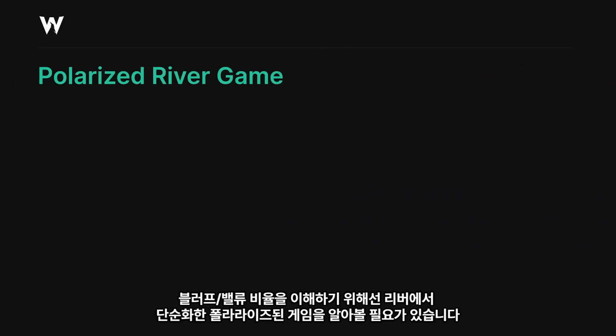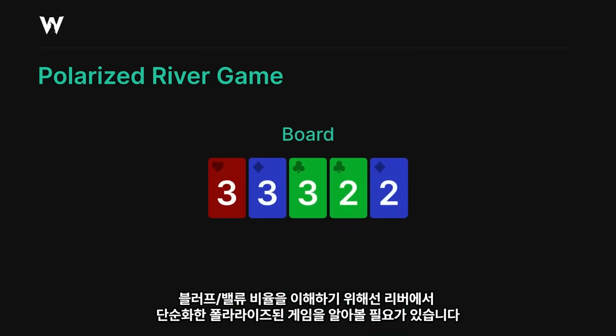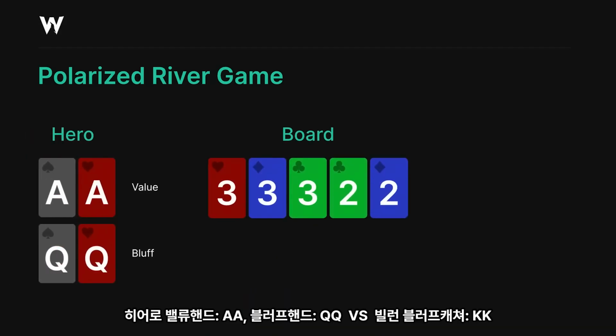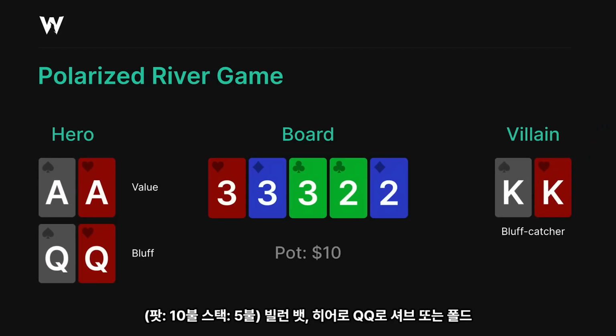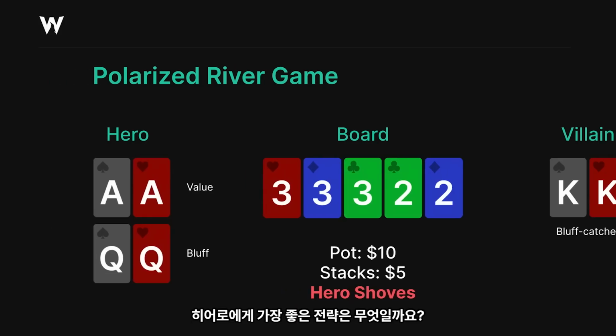To understand bluff to value ratios, we need to understand how to solve a basic polarized river toy game. So here, hero has ace-ace or queen-queen. They have value or bluff. Villain holds a bluff catcher. There's a half-pot bet. We can either shove or give up with our queen-queen sometimes. So what is our best strategy?